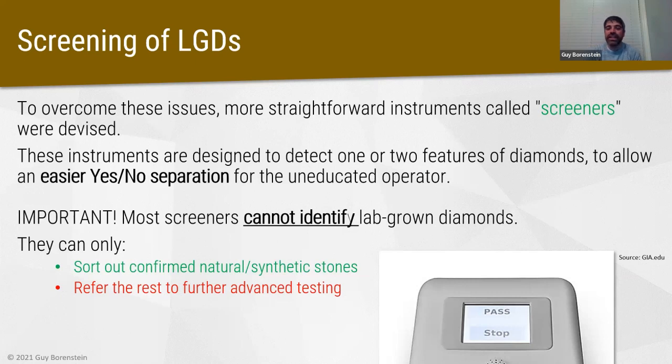They cannot really identify everything for you. They are doing a preliminary sorting. They show you those that are confirmed natural or synthetic, depending on the screener, and refer all the rest to advanced testing. So it's not even a yes-no question. It's a kind of yes, maybe.